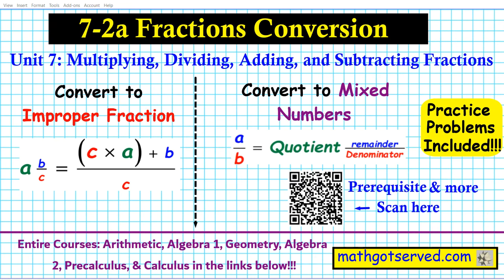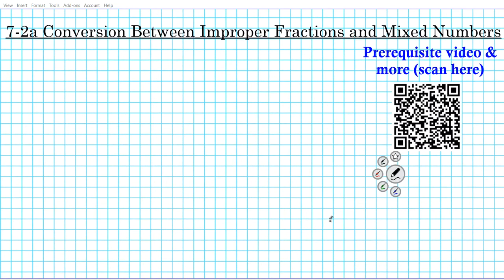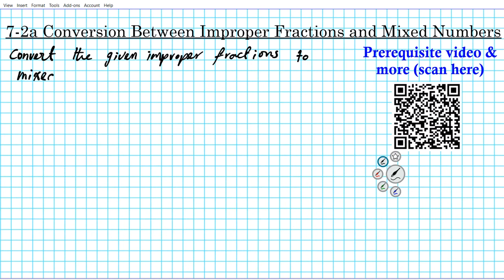Alrighty, instructions for the examples we're going to be doing. The first three are for us to convert the given improper fractions into mixed numbers. And then in the last three examples we're going to do the reverse. You'll be given mixed numbers and you're to convert them to improper fractions.